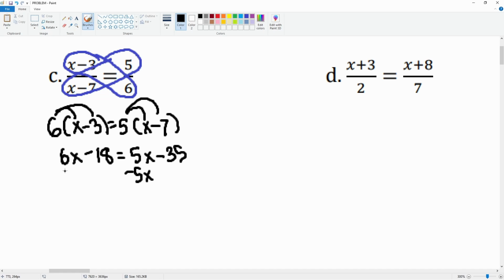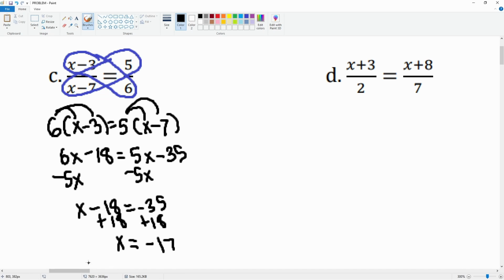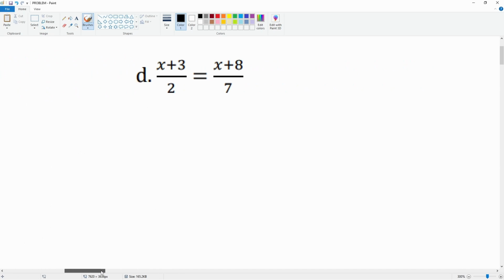Subtract 5x to both sides. You are going to now get x minus 18 is equal to negative 35. Plus 18 to both sides. X is equal to negative 35 plus 18. This gets you a negative 17 as your final answer.